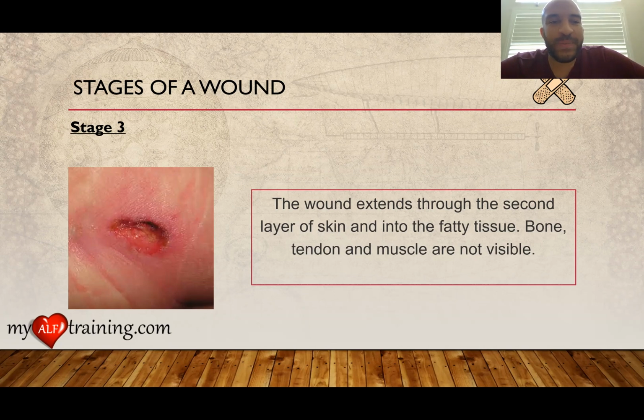All right, so a stage 3, let's read. The wound extends through the second layer of the skin and into the fatty tissue, but bone, tendon, and muscle aren't visible. So you can see this wound goes a little bit deeper, and this white area here, that is how we know this is kind of fat. And this here, it's reflective. It's hard to see in this picture. That may even be some pus. It definitely looks like it along the brim here, but it's very likely that they cleaned this wound before they took this picture. But this is definitely a stage 3.